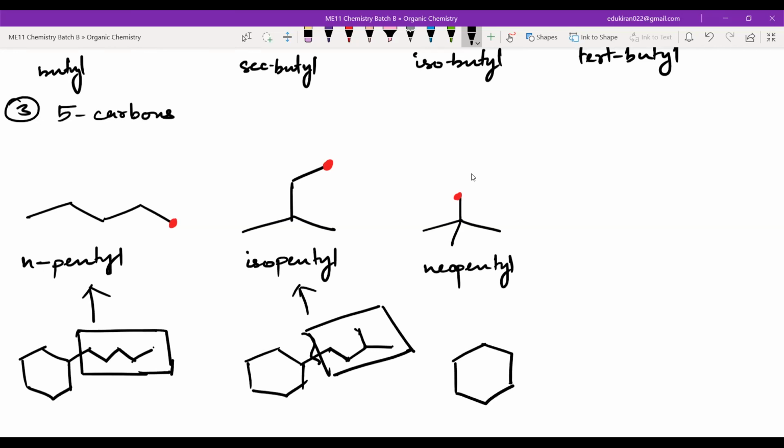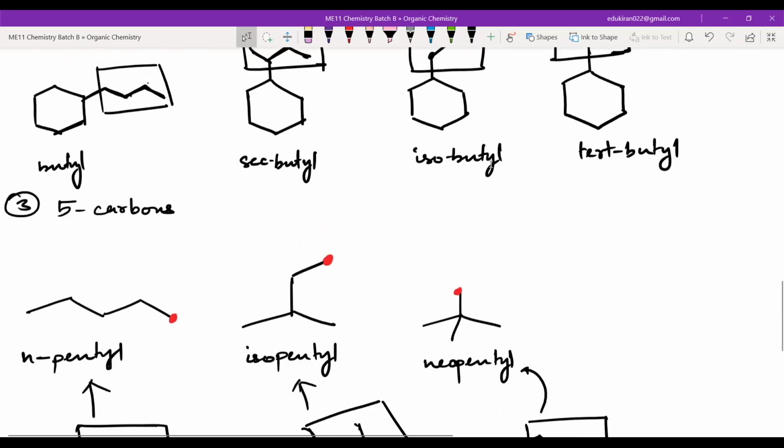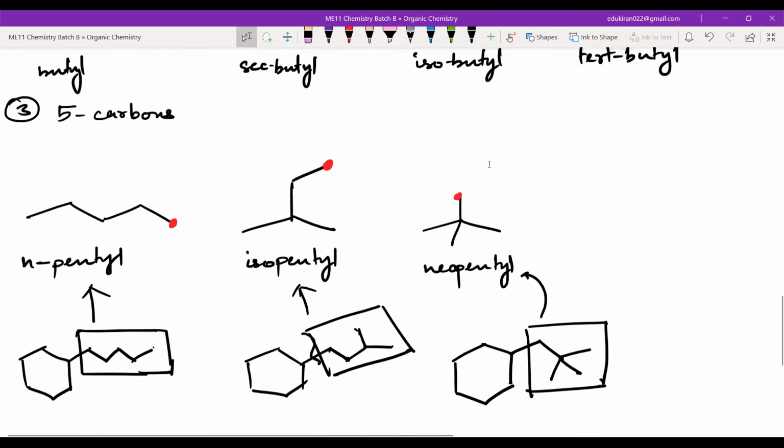Let us draw the neopentyl also. So this is 1 carbon. This carbon is attached. Okay, so this is neopentyl. Okay, so tertiary butyl and neopentyl, I hope you can find the difference. There's a difference of 1 carbon. And this carbon is attached, neither this carbon, not this carbon.